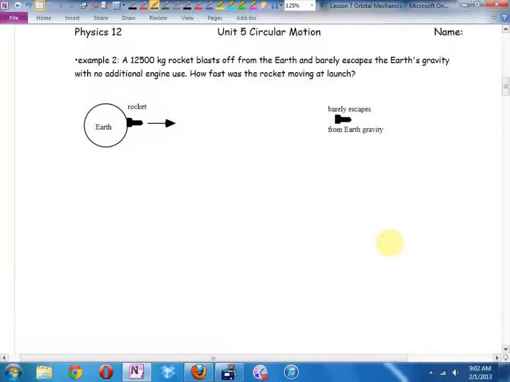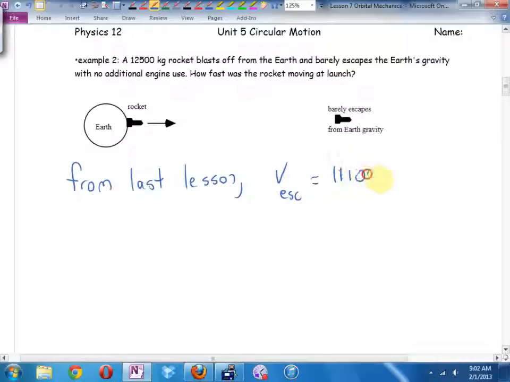So example 2 says a 12,500 kilogram rocket blasts off from the Earth and barely escapes the Earth's gravity with no additional engine use. How fast was the rocket moving at launch? I'm hungry. At launch? Well, wasn't it 11,100? That was the escape velocity of the Earth, I seem to recall. John, is that what you said it was? Yeah. Oh, did the math? 11,200? Oh, ooh. I guess that means you wouldn't quite get there, so that's important.